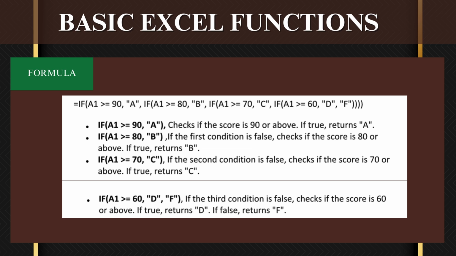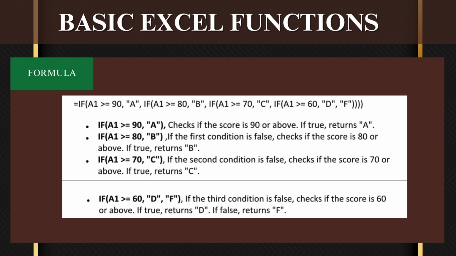If A1 greater than or equal to 80, B. If the first condition is false, it checks if the score is 80 or above. If true, it returns B. If A1 greater than or equal to 70, C. If the second condition is false, it checks if the score is 70 or above. If true, it returns C. If A1 greater than or equal to 60, D, else F. If the third condition is false, it checks if the score is 60 or above. If true, it returns D. If false, it returns F.